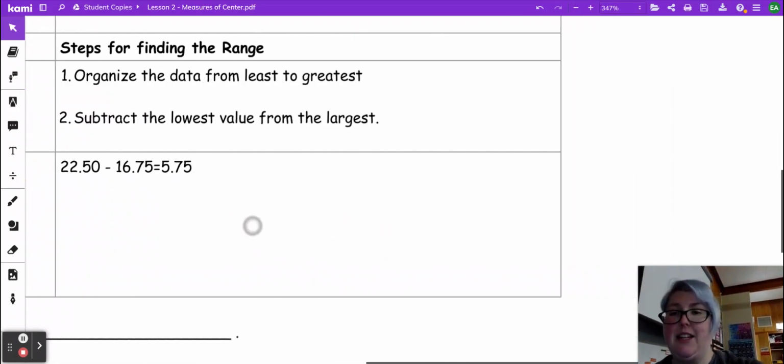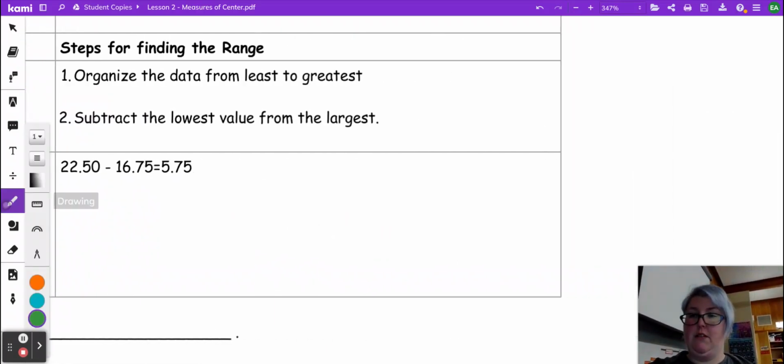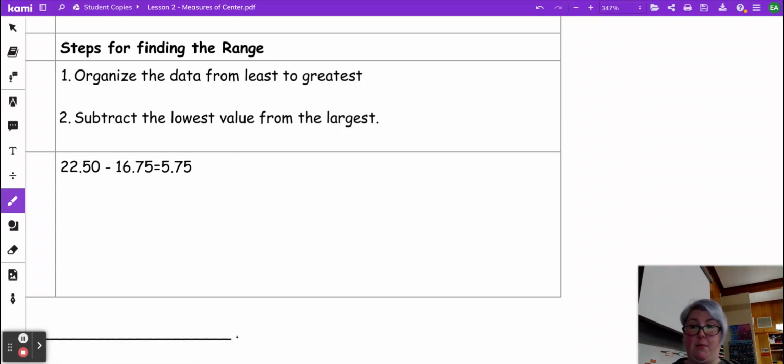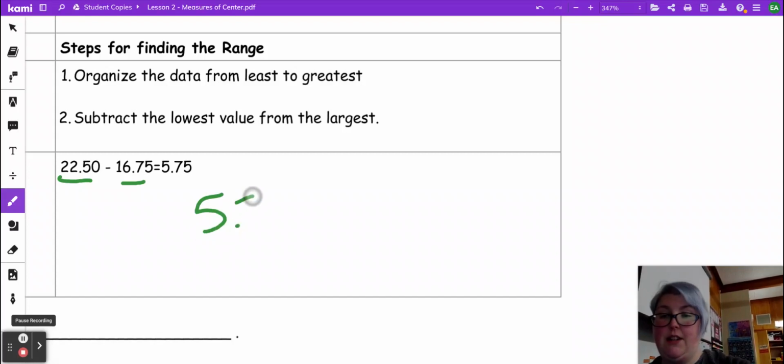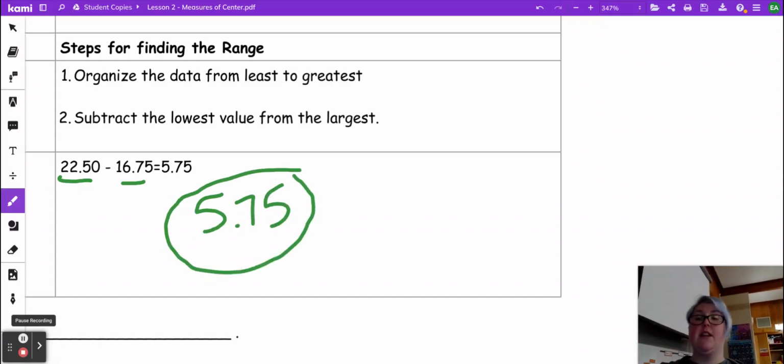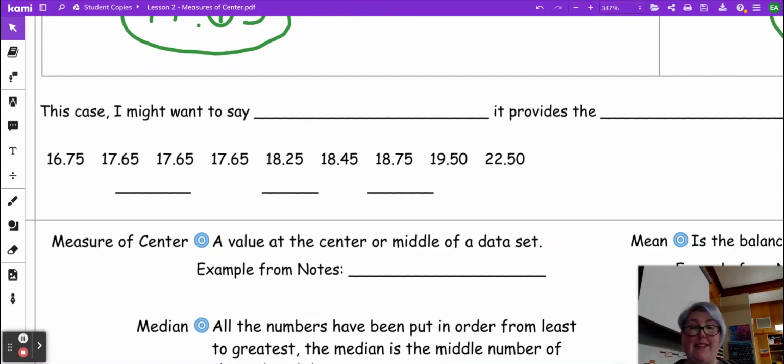And lastly, what is the range? The range is the span of numbers. We go from 16.75 to 22.50, which gives you $5.75. There is a range of wages from the lowest to the highest of $5.75. Now we want to choose the best measure to describe our data.